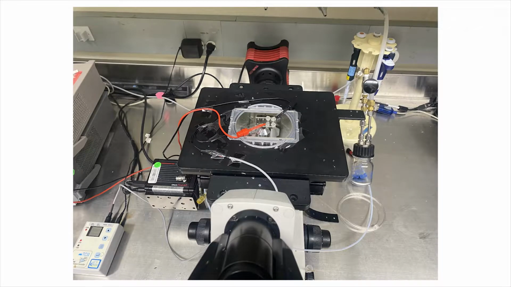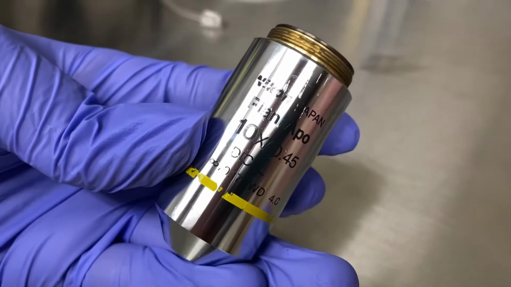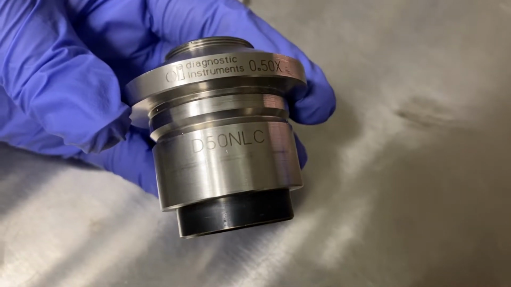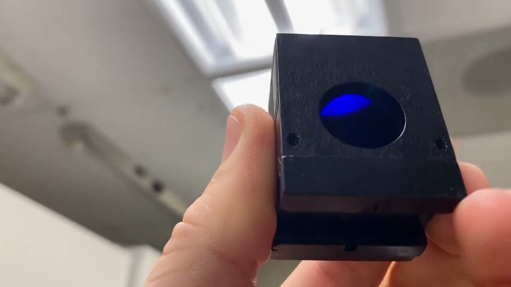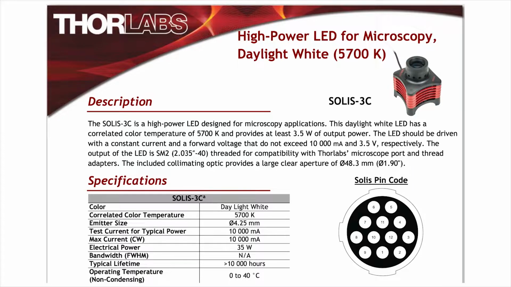Here is what our Nikon TE300E inverted microscope in room 211 looks like. You'll notice there are a couple of major components, including the stage, XY knob, Z knob, camera, filter cube selector, objective turret, and LED. In this demo, we will use a 10x 0.4 objective, a 0.5x demagnification lens, and a blue-green filter cube. In this setup, we are using Thor Labs high-power LEDs.